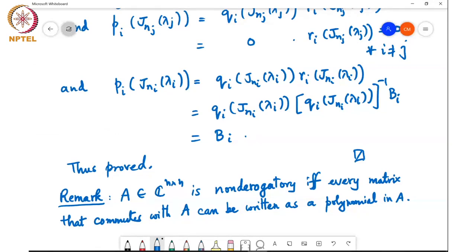Now, what we'll discuss the next time is the extension of this idea to non-diagonalizable matrices also, which of course we will do through the Jordan canonical form. So that's it for today, and we'll continue in the next class.